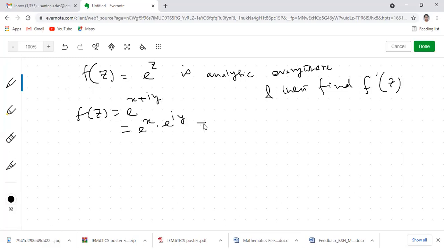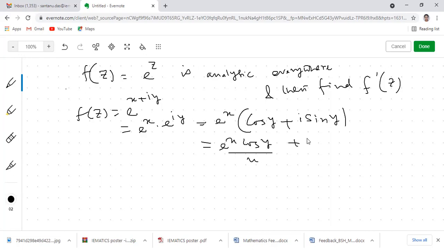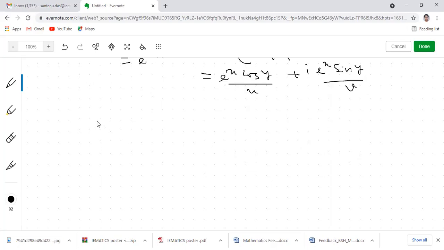Now by using Euler's theorem, we can segregate this: e to the power x cos y, so this is our u, and e to the power x sin y, this is v. Is that clear up to this? Is that clear or not? Yes, sir.